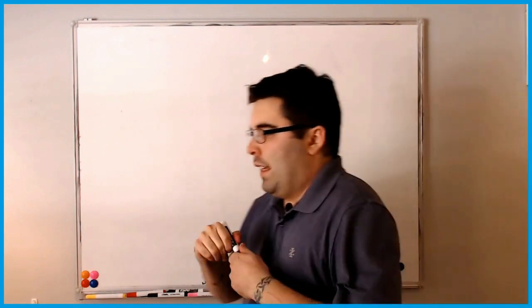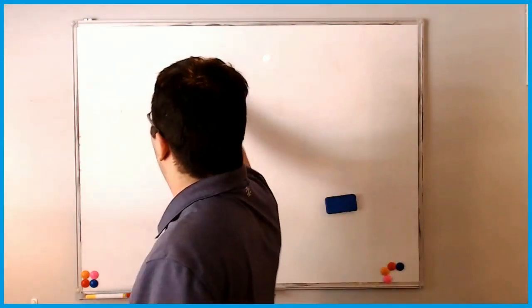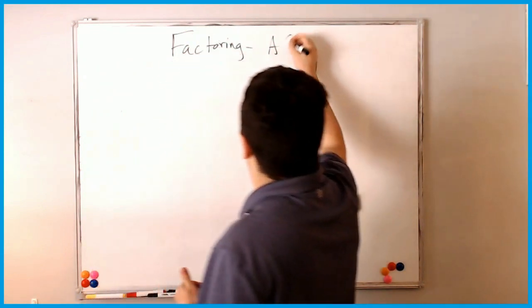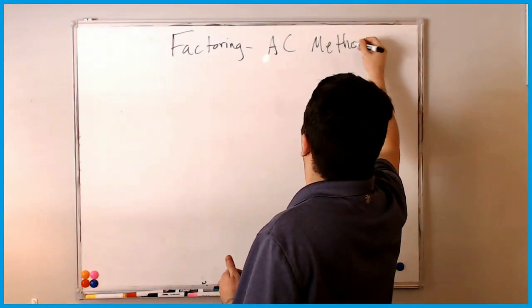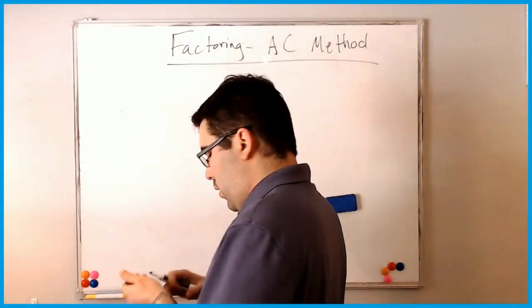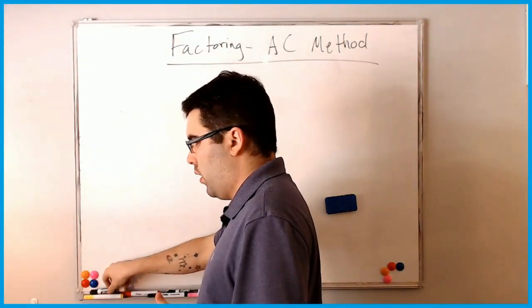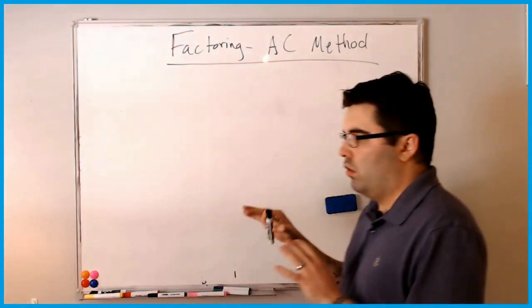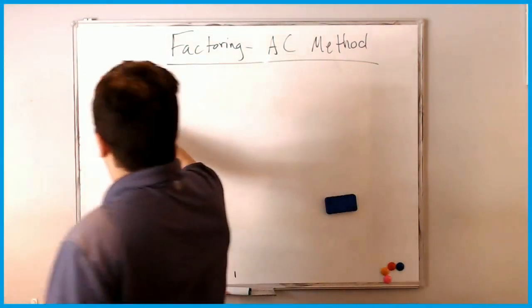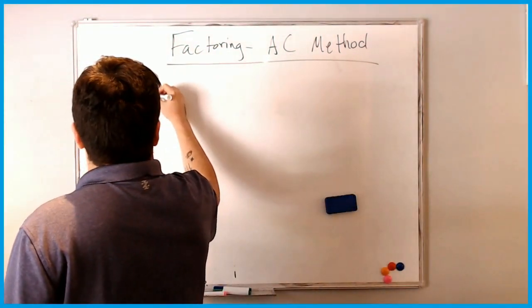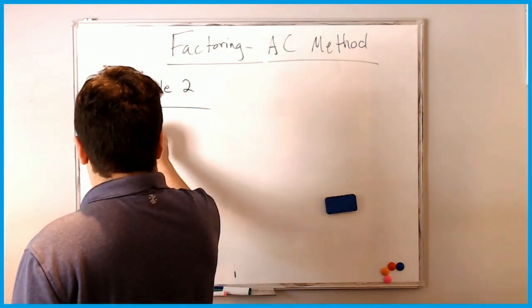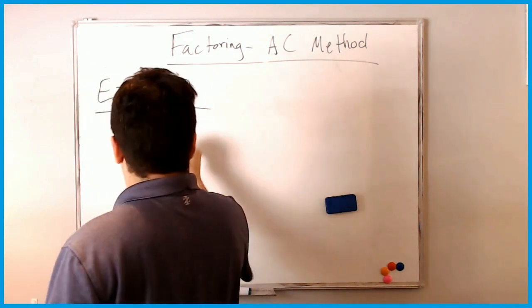So example 2, again, we're still factoring. And it's this idea of the AC method, so-called because you find A, B, and C. But I think from this point forward, it'll probably be a little more concrete. So, for example, we'll call this example 2. And we're going to do 18x squared minus 15x minus 63.